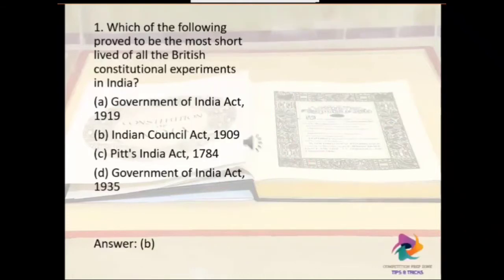Guys, let's start with our question number 1. Which of the following took the most short-lived of all British constitutional experiments in India? A. Government of India Act 1919, B. Indian Council Act 1909, C. Pitt's India Act 1784, D. Government of India Act 1935, and the correct option is B. Indian Council Act 1909.